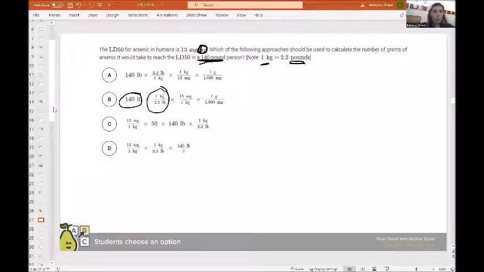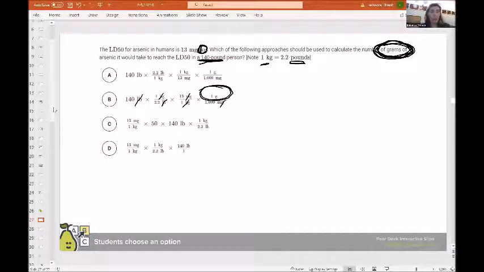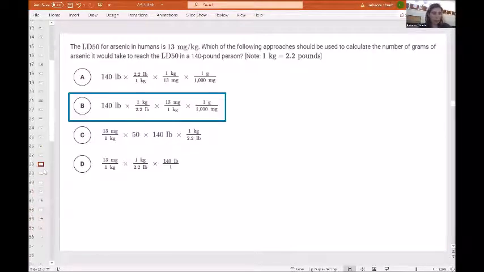We know it's 13 milligrams per kilogram, that's the LD50. And then again, we have to determine the number of grams. That's the important part here. Our answer has to end in grams. When we look at this, the pounds cancel out, the kilograms cancel out, and so do the milligrams, and we should be left with how many grams it would take. If you said B, you were correct, which everybody did.